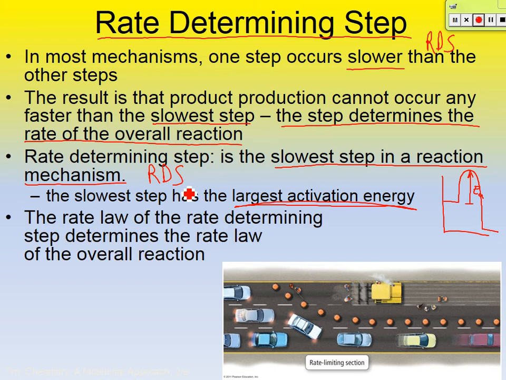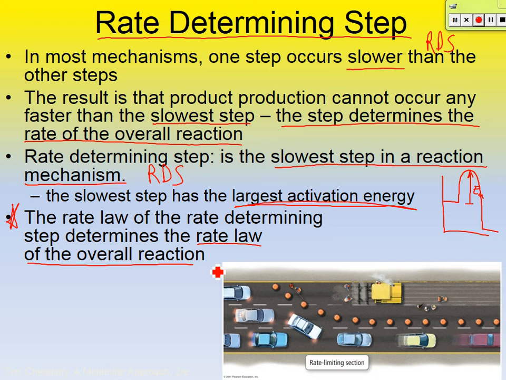And also a very important point: the rate law of the rate determining step determines the rate law of the overall reaction. So if you're given a bunch of elementary steps and it tells you which one is the slowest, well, that's your rate determining step. But you also build the rate law of the overall reaction. It's built from that step.